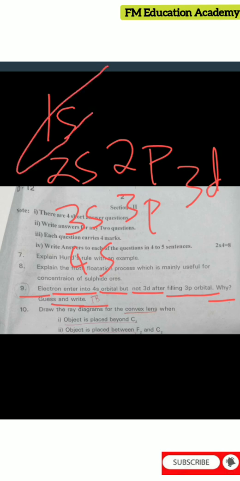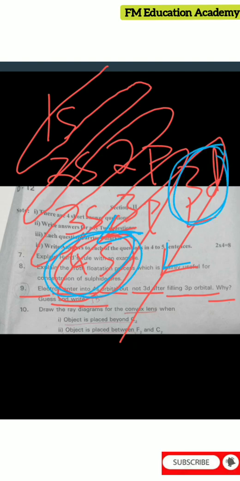How is the diagram? First it enters into 1s, then 2s, then 2p, then 3s, then 3p, then 4s2. We see that it enters 4s and then it will enter 3d. First it enters 4s and then it enters 3d. In this question it is asking why it enters into 4s and not into 3d. That I have to explain. This is my Moller's chart.